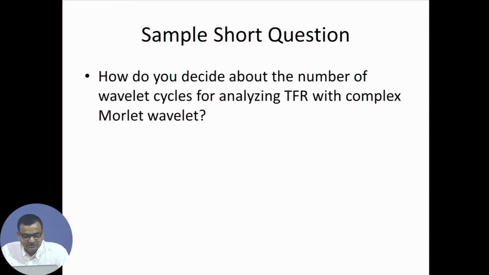Okay. How do you decide now? That's a slightly more conceptual kind of question. How do you decide about the number of wavelet cycles for analyzing TFR with a complex Morlet wavelet? We talked about it in quite considerable detail. Yes, that's a very good point. If you want some effect to be very short lasting, we use fewer cycles. It depends also on which frequencies we want to consider. If you are looking for lower frequencies, the number of cycles is less. If you are expecting effects in the higher frequency, the number of cycles would be more. So to have an optimized analysis, one can have a graded variation of the number of cycles.